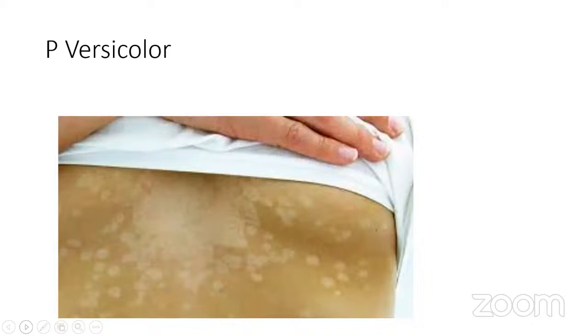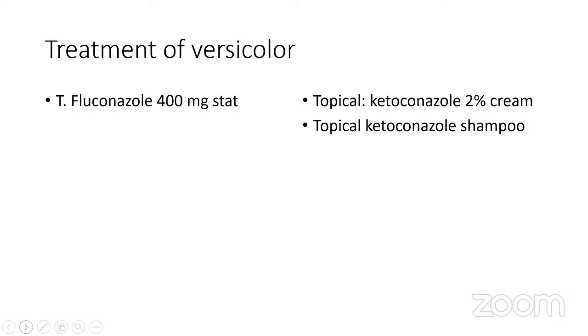This is pityriasis versicolor. Next slide. It's a fungal infection. So for the treatment of pityriasis versicolor, it is fluconazole 400 mg stat, or you can give topical ketoconazole 2% cream, or topical ketoconazole shampoo. Next.